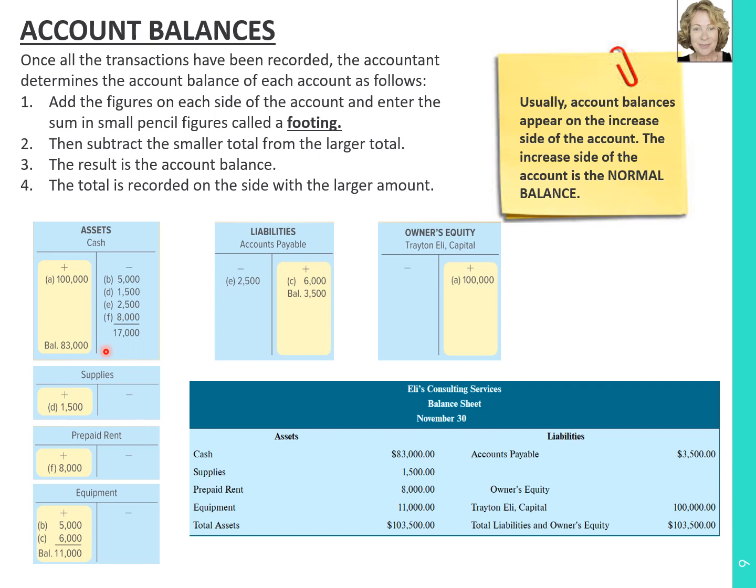We do the same for the other asset accounts, and you can see that the supplies account has a balance of $1,500. We don't need to calculate anything for this account because there's only one transaction. Same thing is true for prepaid rent, and we can see that the balance is $8,000. For equipment, we have two transactions, so we'll calculate the balance by adding those two transactions together, and we'll do the same for the liabilities. We had increases in liabilities of $6,000 and $3,500, and a decrease of $2,500, leaving us with a balance of $3,500.